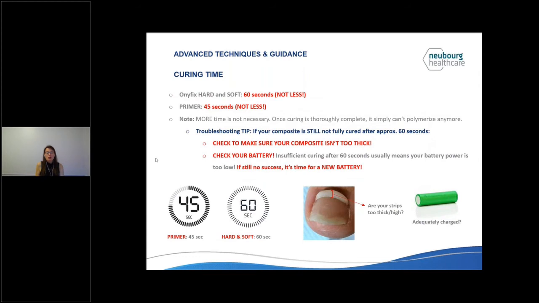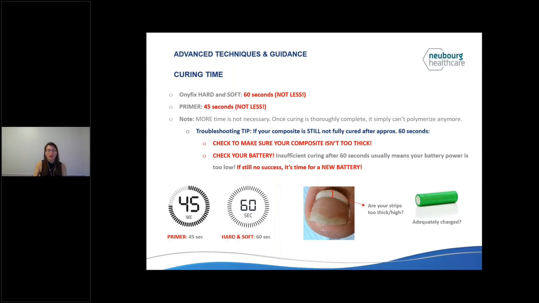Curing time, guys. So again, refinement tips here. What we originally had, once upon a time in our original Onyfix video, the little training professional video, about a 5-minute thing, is that we recommend that the primer be cured for about 20 to 30 seconds, and the soft or the hard for maybe about 30 and max 45 seconds. What we've learned over time is that technically that could be true. You could cure the primer or the composite that quickly, but only if you have a brand new, fresh battery, never been used before, and it still has lots of juice and power.